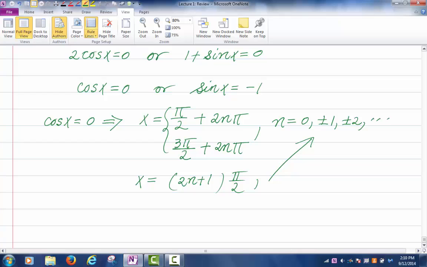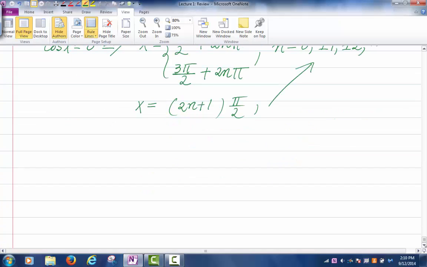Would that answer work on WebAssign? In WebAssign, they usually ask you to give specific values between 0 and 2 pi. They usually don't ask you to give all the solutions. And usually if they expect some answers like this, they give you multiple choice, so you just have to pick. So that way there wouldn't be any problem recognizing the answers.